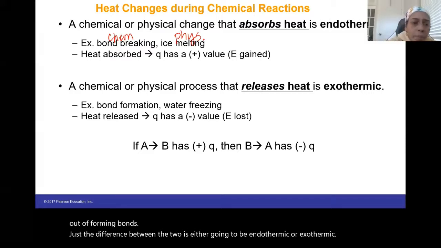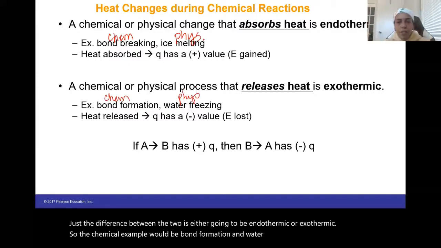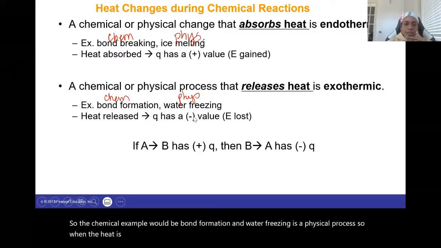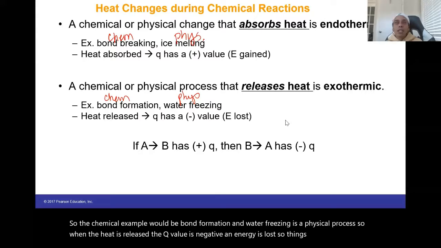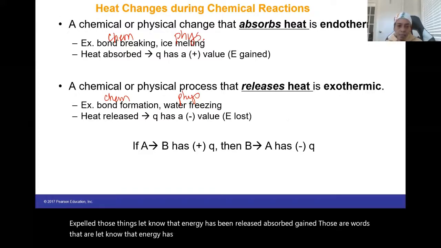So the chemical example would be bond formation, and water freezing is a physical process. So when the heat is released, the Q value is negative and energy is lost. So things like released, lost, expelled, those things let you know that energy has been released. Absorbed, gained, those are words that let you know that energy has been taken in.